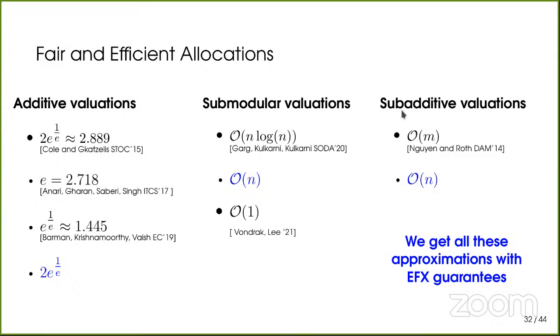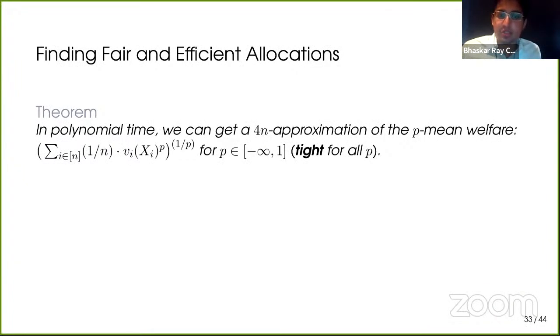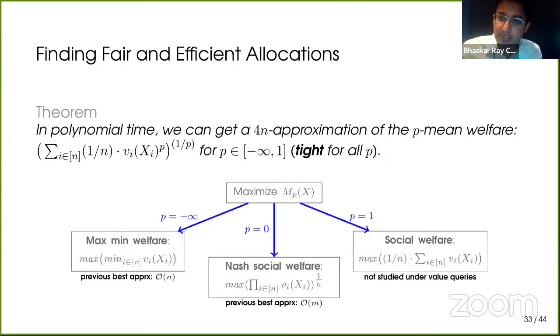Thanks. And I would just like to mention that with this approach, we can also get an n approximation for a broad range of welfare functions. It's not just the Nash welfare, but the p-mean welfare, which is the pth norm of the valuation vector, for subadditive valuations. Some of them have been studied independently. Like p equals -infinity corresponds to max-min welfare, p equals 0 corresponds to the Nash welfare, and p equals 1 corresponds to social welfare. So the algorithm that I showed you earlier gives you an EFX guarantee with an n approximation for all of these settings when agents have subadditive valuations.